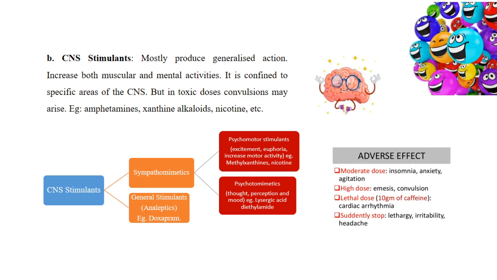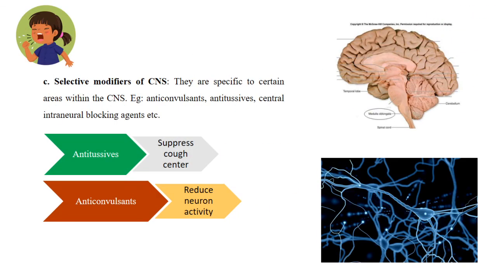The next category is selective modifiers of CNS. It will selectively modify only a particular area of the central nervous system and not as a whole. So for example, anticonvulsants, antitussives, etc.